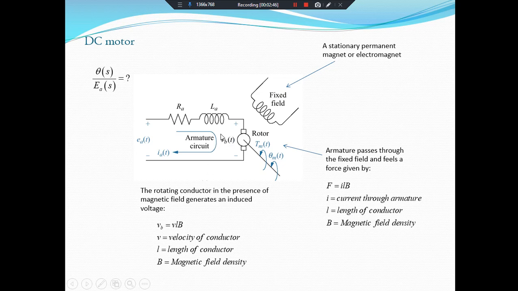And here is the VB. What is VB? VB is the back electromotive force. The rotating conductor in the presence of a magnetic field generates an induced voltage. The value of this induced back electromotive force is VB equals VLB. And what is V? V is the velocity of the conductor, L is the length of the conductor, and B is the magnetic field density. VB equals VLB.